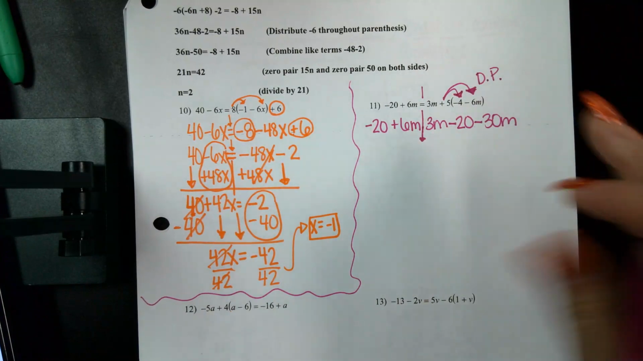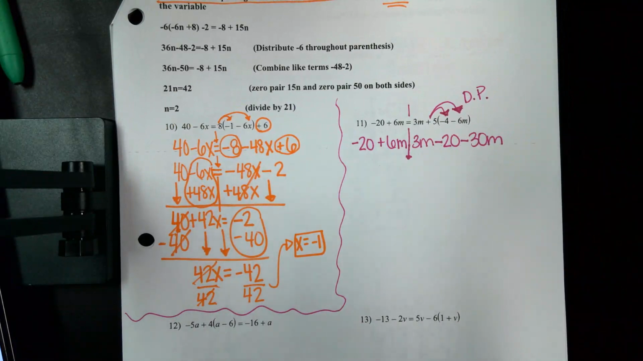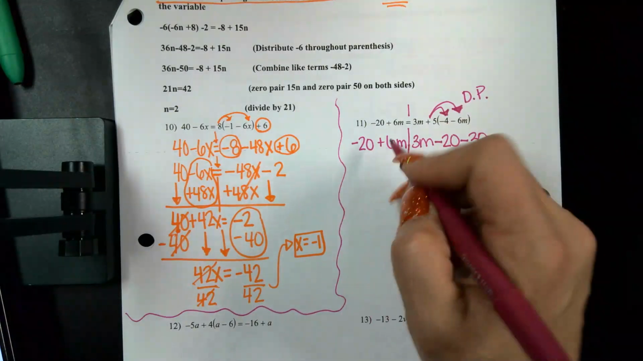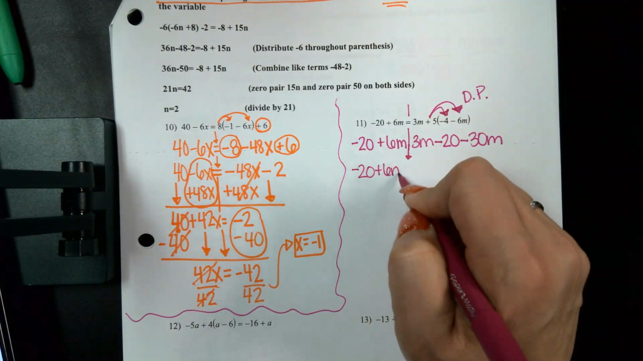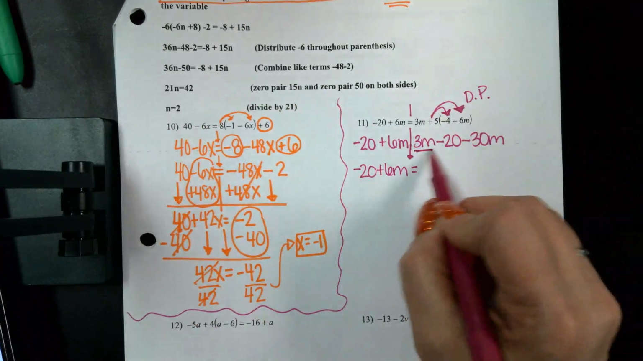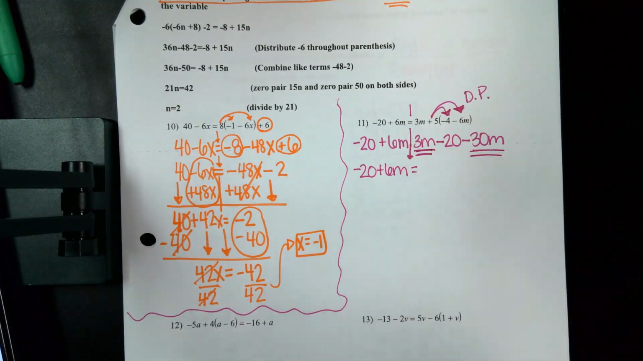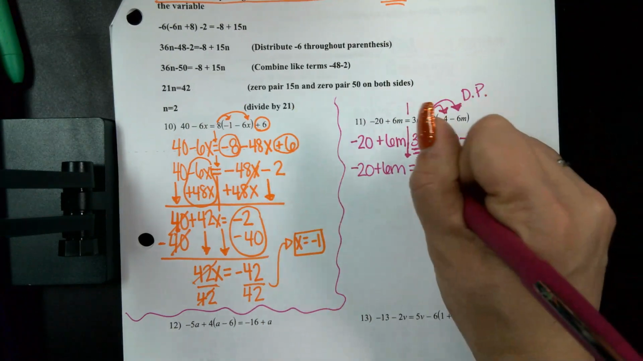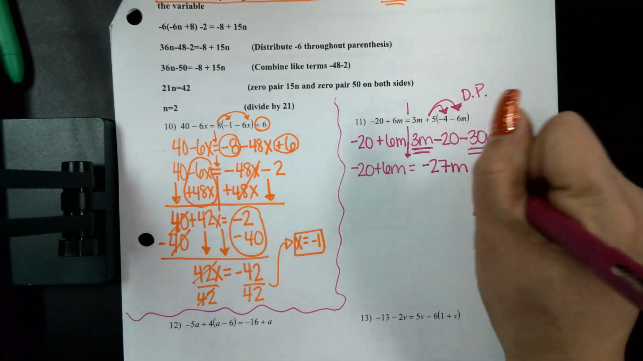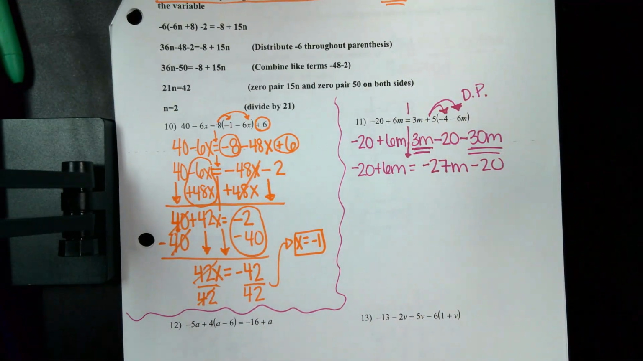So then the next thing I'm going to do is look at each side and see if there's anything I can put together. Well, obviously these two you can't, so those just stay the same. But on this side, we've got a 3m and a -30m. So if you type it in, you're typing in 3 minus 30, which is negative 27m. And then bring down the -20. All right.